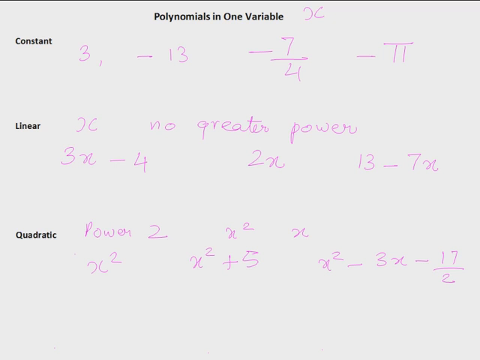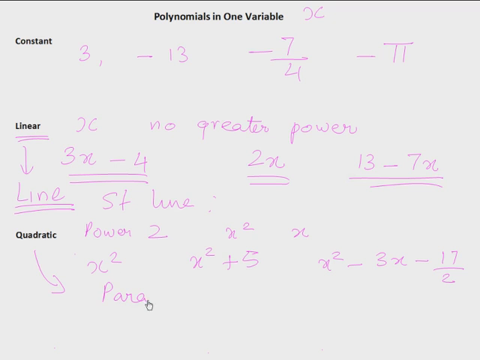So these three polynomials are the ones that are most studied, the constant, the linear and the quadratic. The reason it's called linear is it comes from the word line. So when you graph these polynomials, you get a straight line. We'll see that in the functions chapter and when we study graphs. That's the reason it's called linear. Quadratic polynomials are raised to the power 2, and when you graph them, you get something called a parabola.